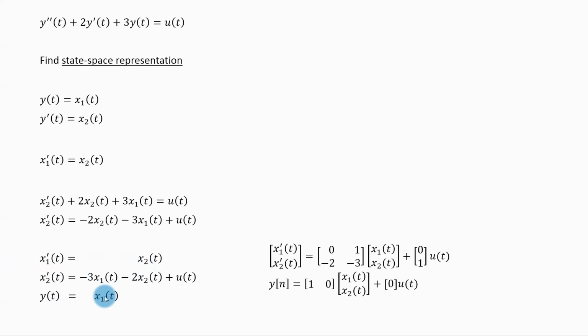Here I have moved these variables so that it is easier for me to see the constants that will come to this matrix form of the state space representation. And this is how you can turn this simple input-output representation into this state space representation.